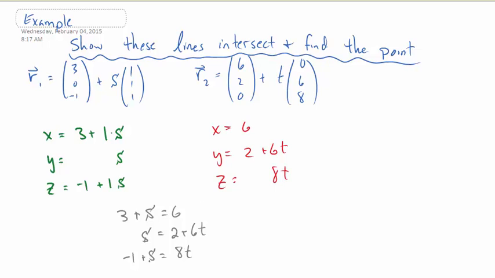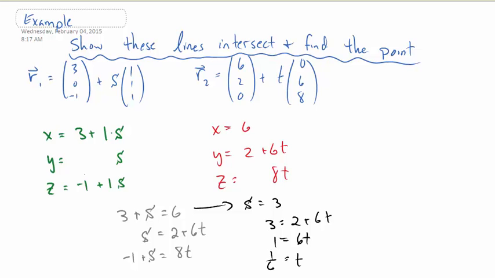And from the first equation, we can see that, well, this one I don't have to do elimination. I know right here that s is equal to 3. And then I can substitute that into the second equation and get 3 equals 2 plus 6t. Subtract 2, we get 1 equals 6t. So t is equal to 1/6.